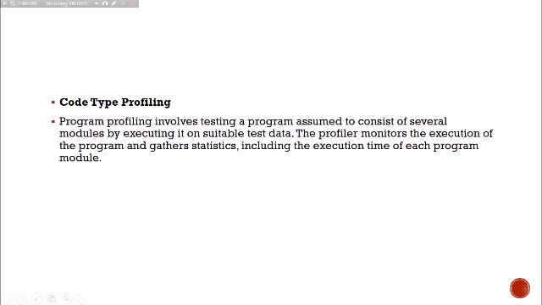So now we'll look at code type profiling. Program profiling involves testing a program, assumed to consist of several modules, by executing it on suitable test data. This profiler monitors the execution of the program and gathers statistics, including the execution time of each program module. Fast parallel execution of code in a heterogeneous computing environment requires identifying and profiling the embedded parallelism. Traditional program profiling involves testing a program assumed to consist of several modules by executing it on suitable test data.